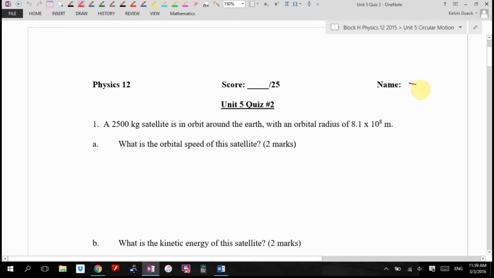So this quiz is all about orbits and cosmic and space. This will be the second half of your written question.